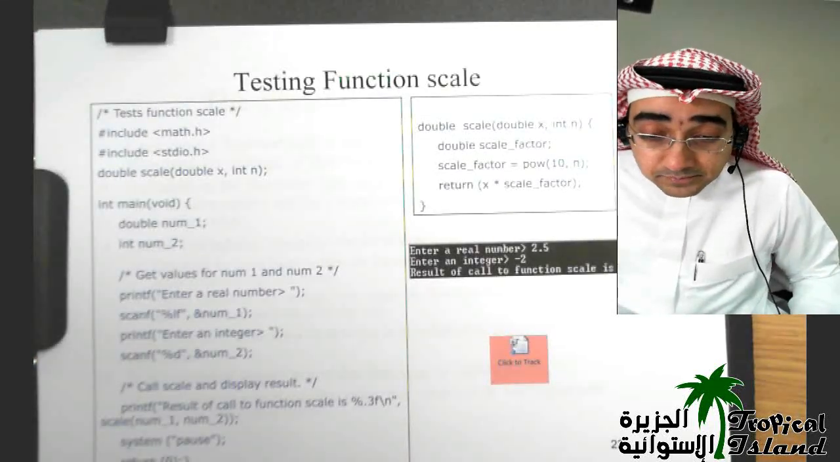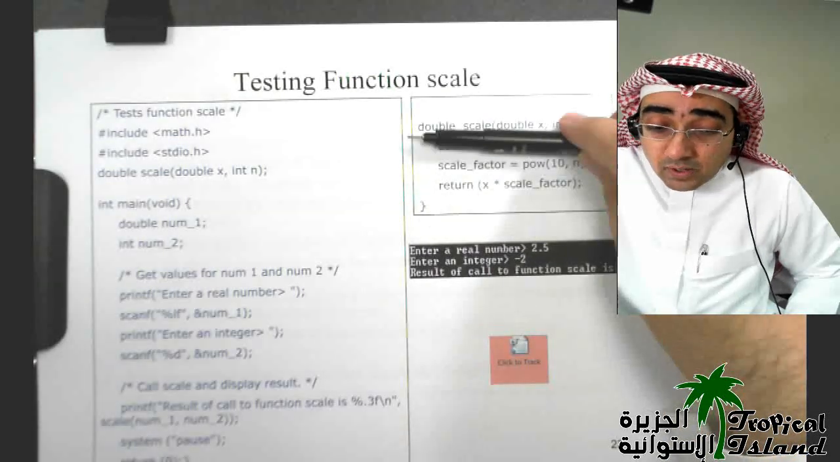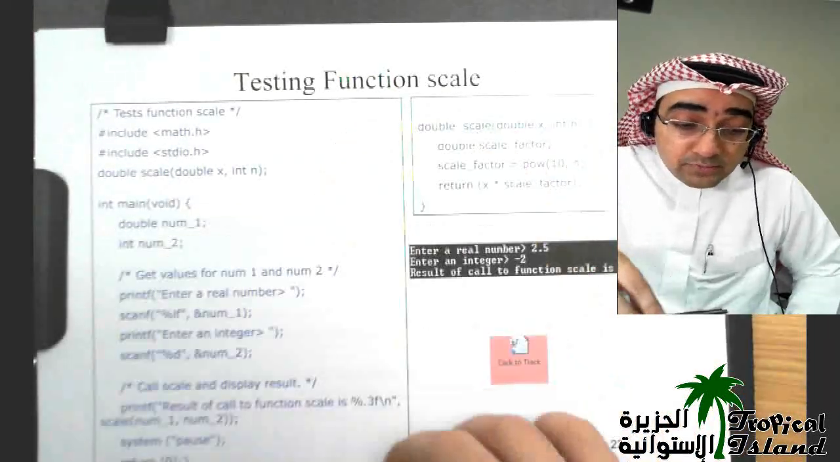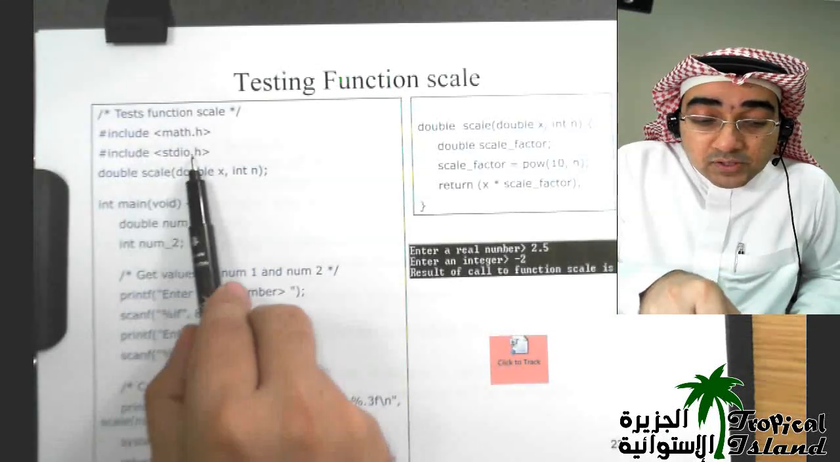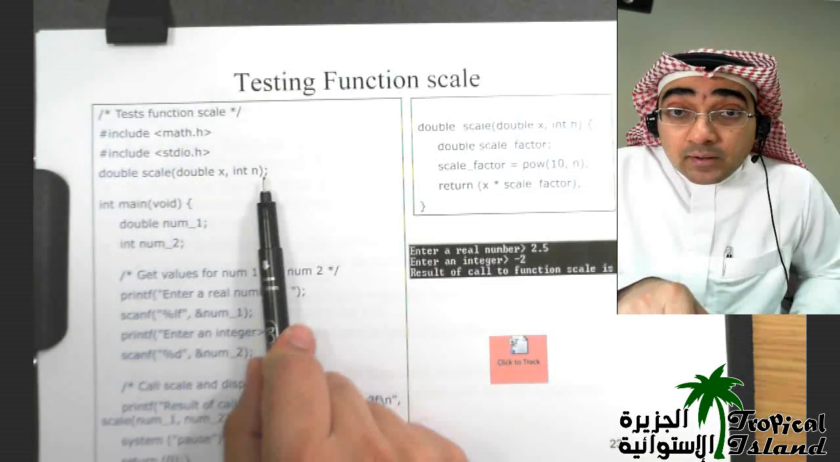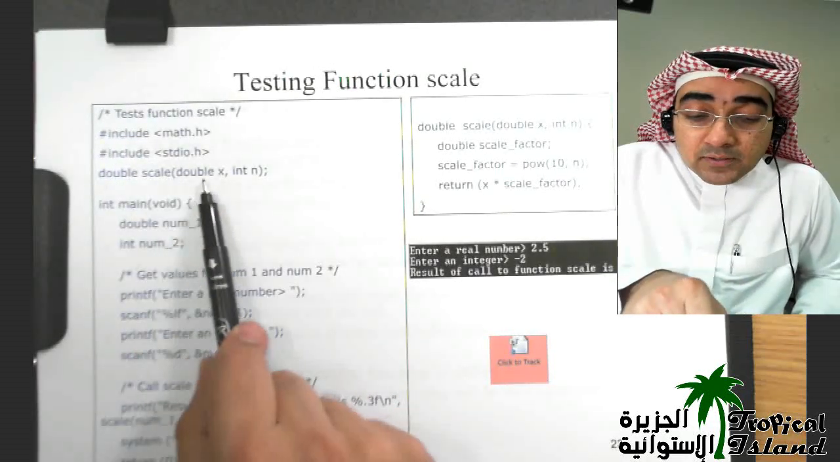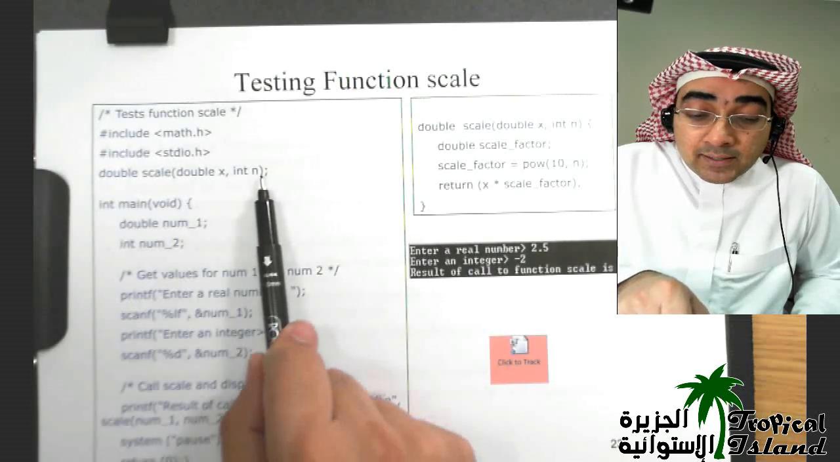here is another example. Testing the function scale. So when you write the function scale that we talked about and you want to test it, you write your main function and you include math.h and stdio.h, and you declare your prototype double. It's returning a double. The name is scale, and it takes a double x and an integer n.